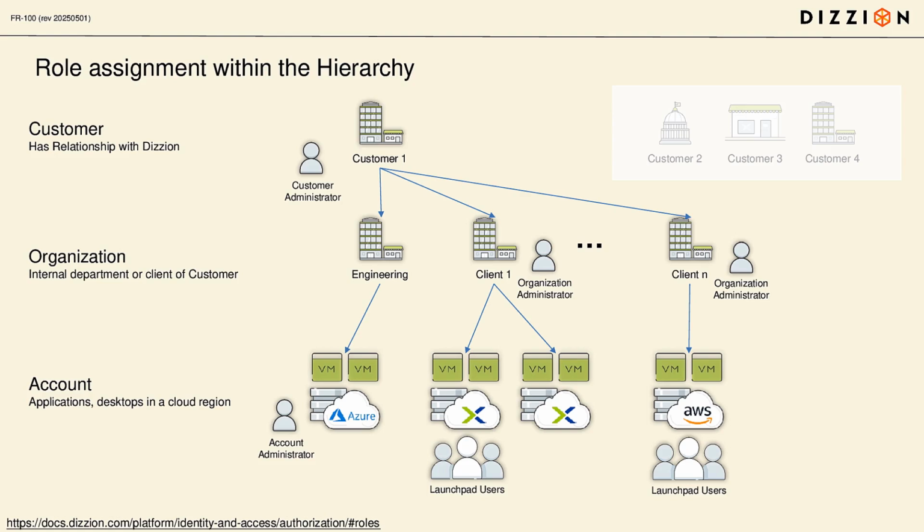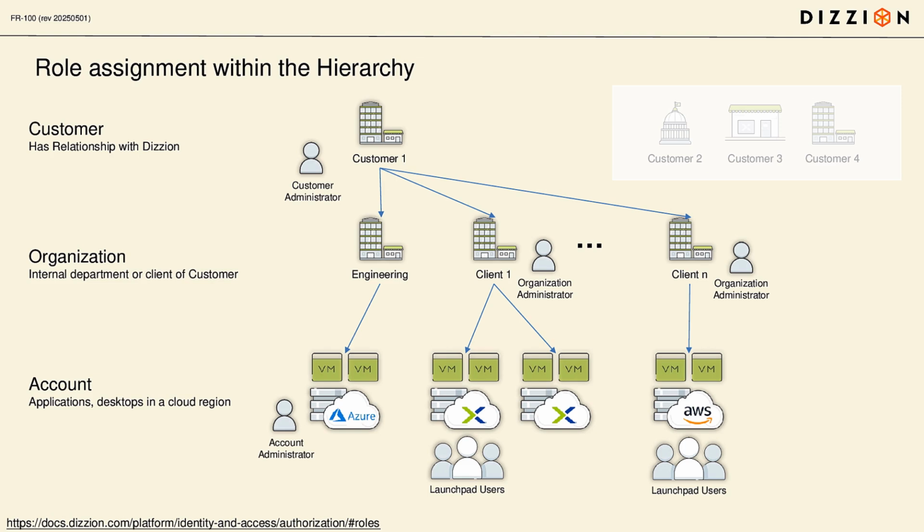The assignment of roles is available at different layers within the object hierarchy. Where and how you configure permissions will determine the point of access and the availability of features a user or administrator receives. To illustrate this concept, take a look at the diagram on this slide. Customer 1 has three organizations: Engineering, Client 1, and Client N. The engineering organization has a single account or desktop pool running in Azure. Client 1 has two on-premise pools, and Client N has a single pool running in AWS.